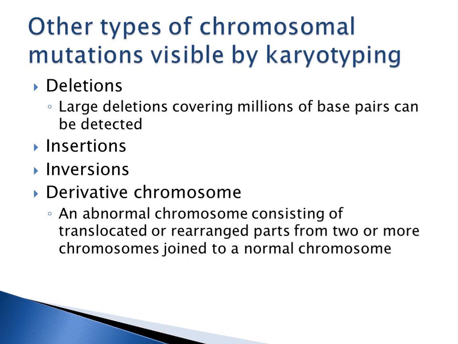You can also look at other types of chromosomal mutations using karyotyping. So you could see deletions, especially larger deletions that may cover millions of base pairs. You could see insertions, inversions. You could see derivative chromosomes, where you would have an abnormal chromosome consisting of a translocated or rearranged part from two or more chromosomes that are joined up with a normal chromosome.